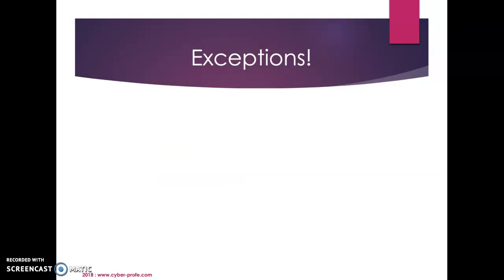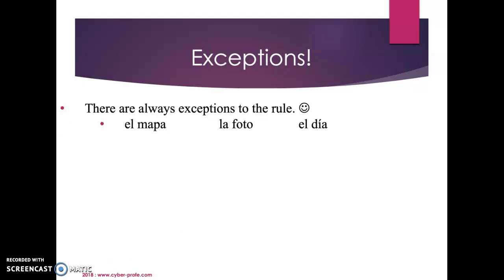So of course in Spanish we always have some exceptions. We are always going to have them, just like anything, and you'll learn this the more Spanish classes that you take. There are a few words that we're going to look at. The word el mapa: notice it ends in an A, however, it's actually masculine. The word la foto ends in an O, however, it is actually feminine. And el día, again ending in an A, however, it is masculine.